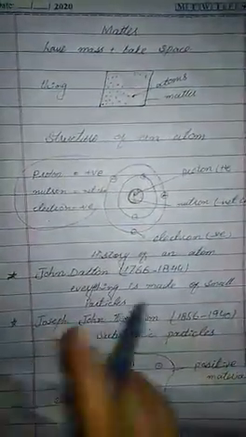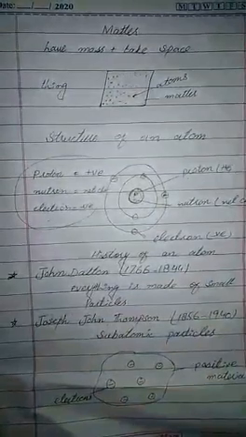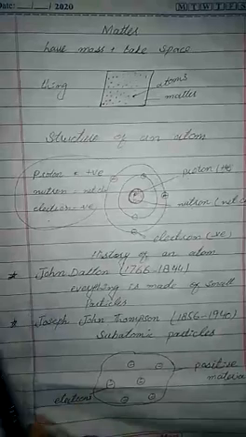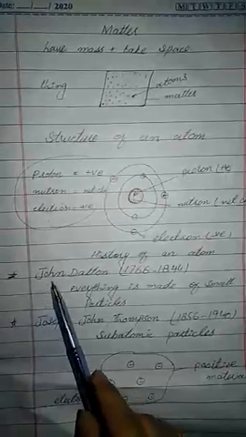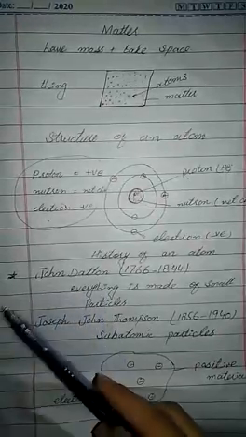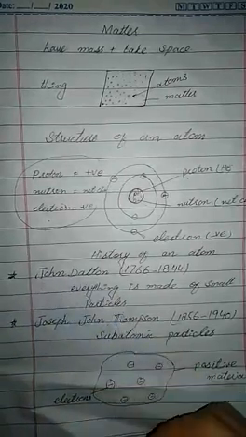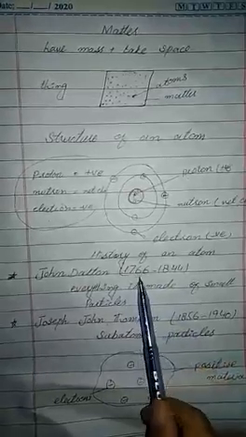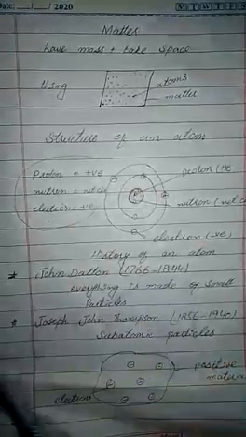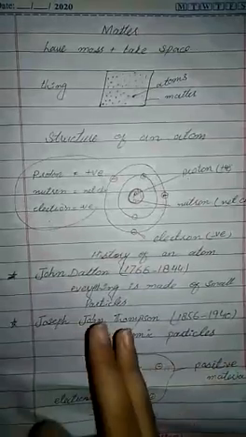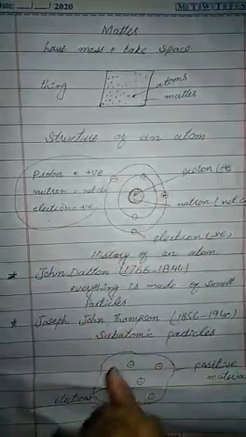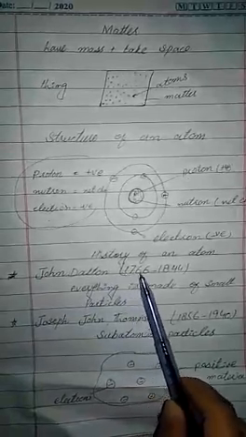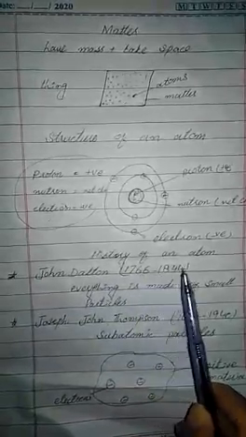Next we will learn the history of an atom, means के atoms कब discover हुआ. So let's start. First scientist name is John Dalton. What is the name of scientist? John Dalton. In 1766, from 1766 to 1844, he is the first scientist who discovered the atom. He worked from 1766 to 1844.